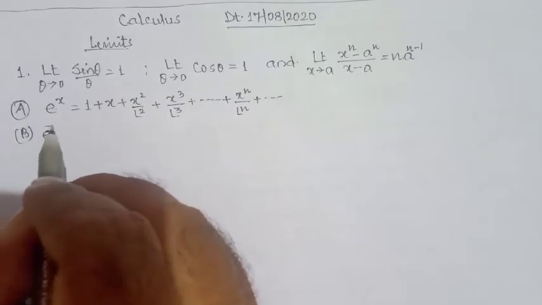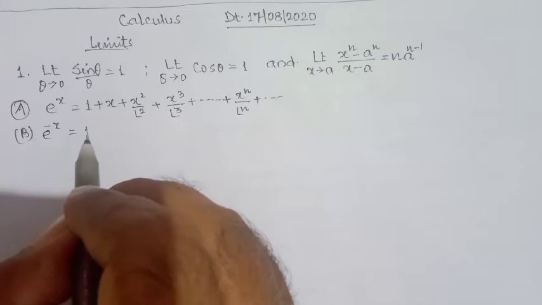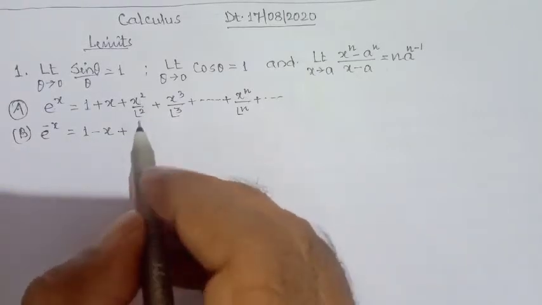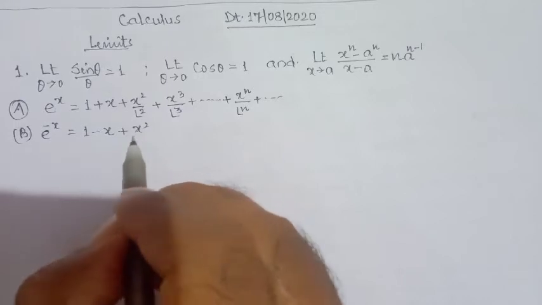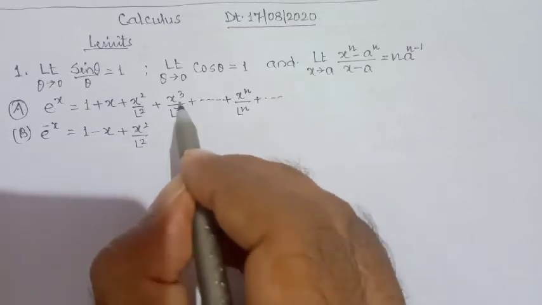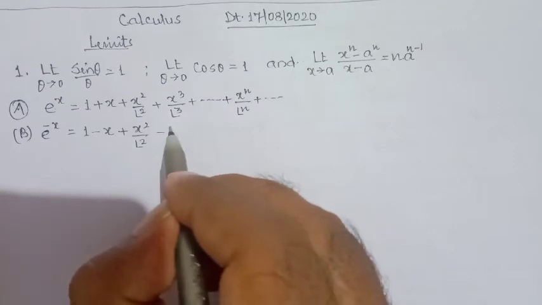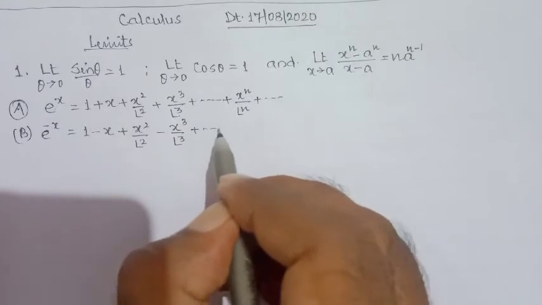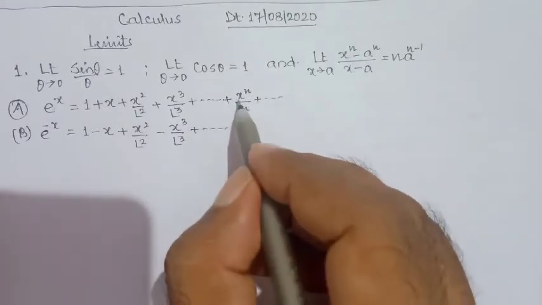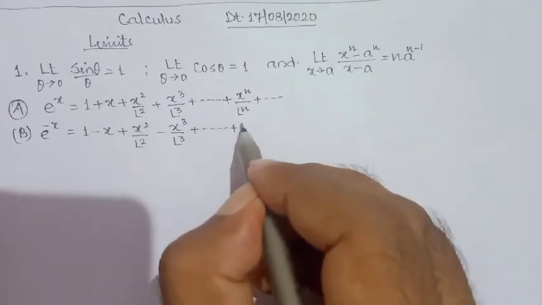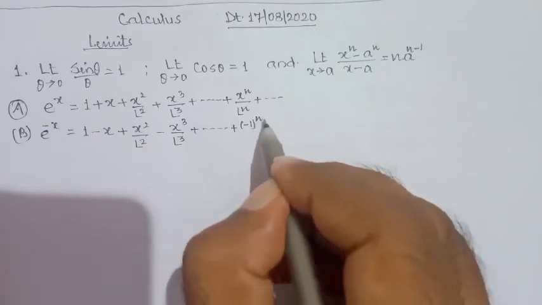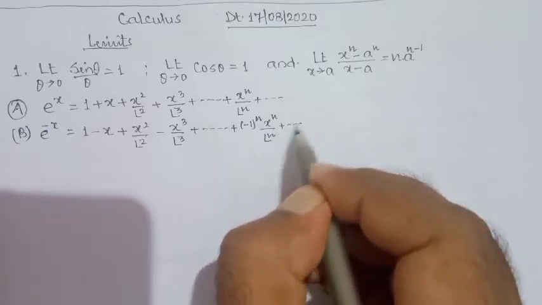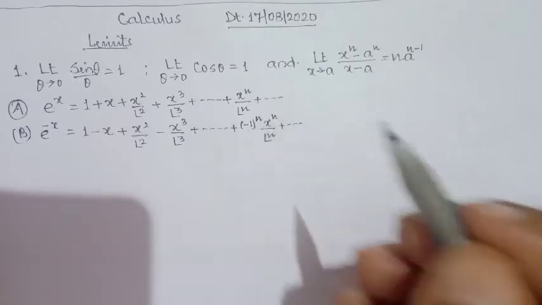Odd powers become negative, that means 1 minus x, plus x square by factorial 2, this is an odd power, so it should be minus x cube by factorial 3 and so on. And here we write it as minus 1 to the power n, x to the power n upon factorial n. Accordingly, whether it is even or odd, the sign will change.